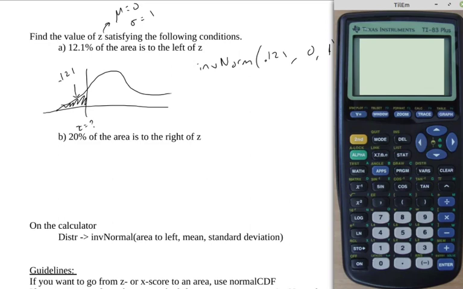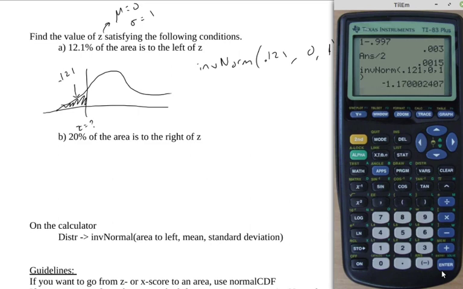Okay, so we'll type that into the calculator. Let's pull it up here. On the calculator, we'll want to do inverse norm. The area to the left is 0.121. The mean is 0. The standard deviation is 1. I could have left those off if I wanted, but whatever, I'm putting them on.